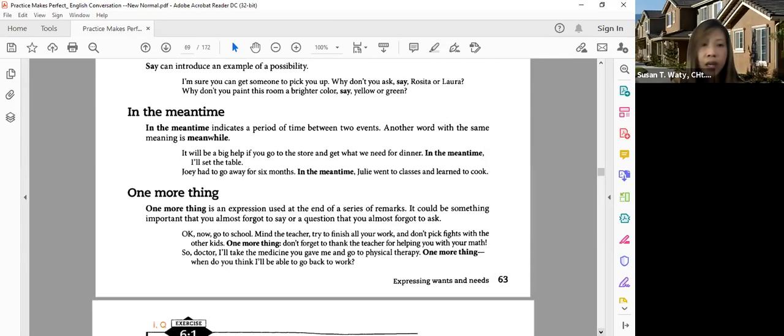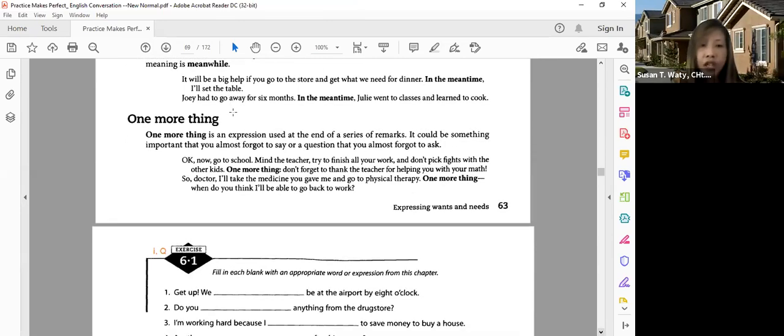Next, we have "one more thing." One more thing is an expression used at the end of a series of remarks. Usually it's something that you almost forget to say or forget to ask. Let's see, a sample: "So, doctor, I'll take the medicine you gave me and go to physical therapy. One more thing. When do you think I'll be able to go back to work?" So you're going to ask the last question that you almost forgot to ask, to emphasize that question.